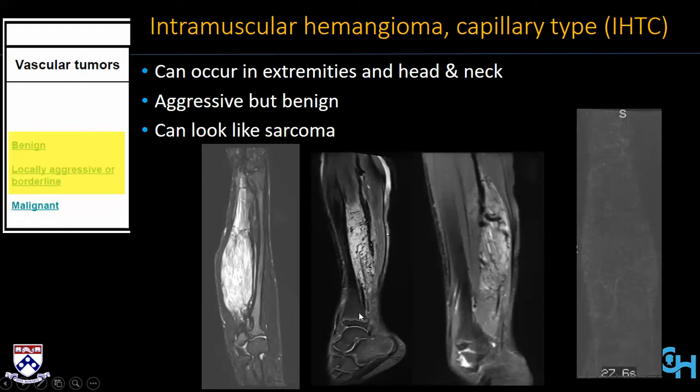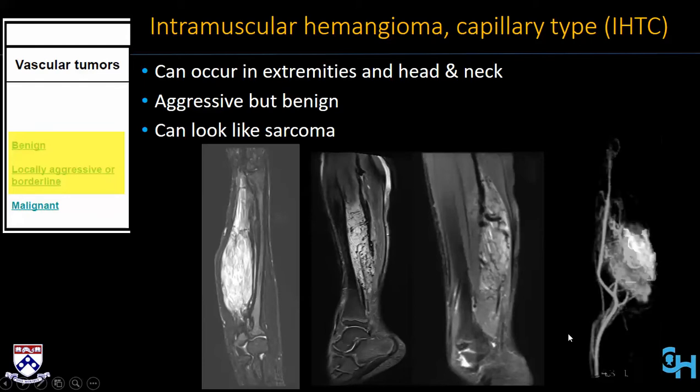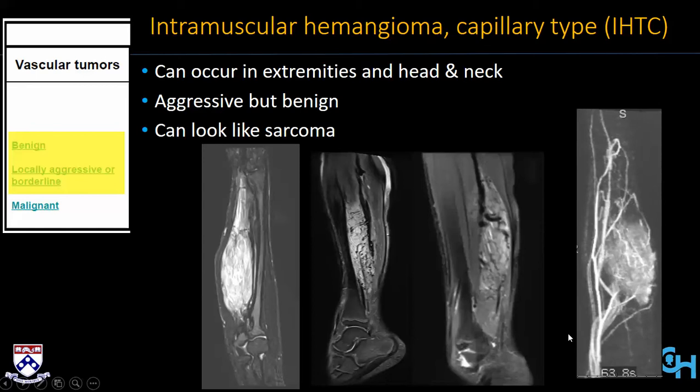infiltrating the muscle. So this is a forearm lesion initially you're seeing here, an intramuscular hemangioma, and a separate patient with the lesion in the muscles of the calf. And the patient with the forearm lesion had an MR angiogram, which shows this profuse vascularity going through the lesion. You can appreciate exactly how hypervascular it is. So this is, again, the intramuscular hemangioma capillary type.